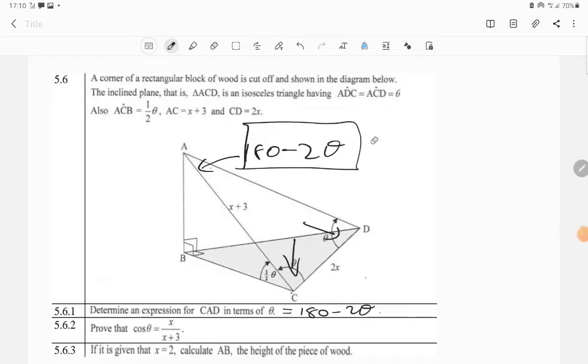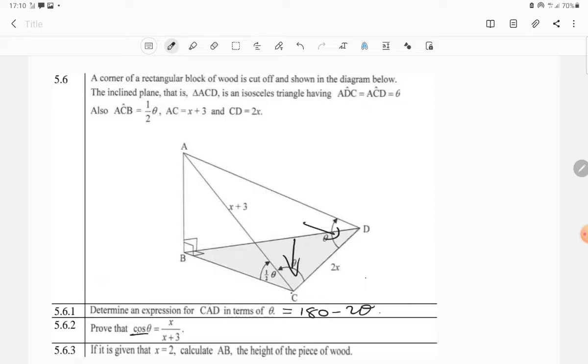Well, moving forward, let's prove that cos theta is equal to x divided by x plus 3. So we are to prove that cos theta is equal to x over x plus 3. So how do we go about doing the proof?